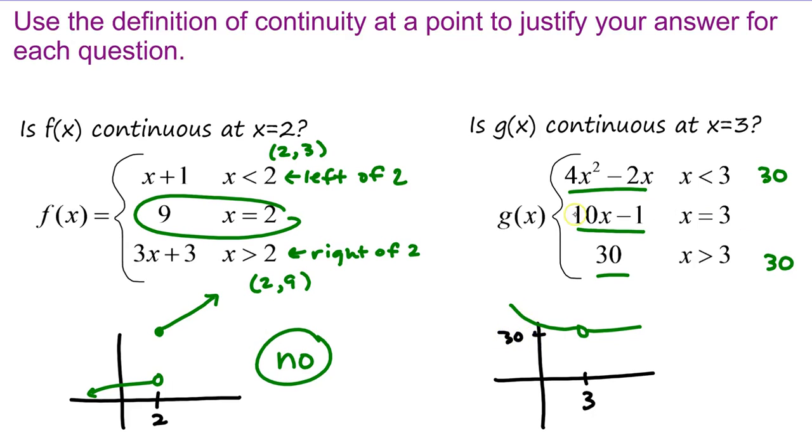Now, what's happening at the actual point? 10 times 3 minus 1 is 29. Oh, we have something like this. So no, it's not continuous at x equals 3. The function value is not equal to the limit.